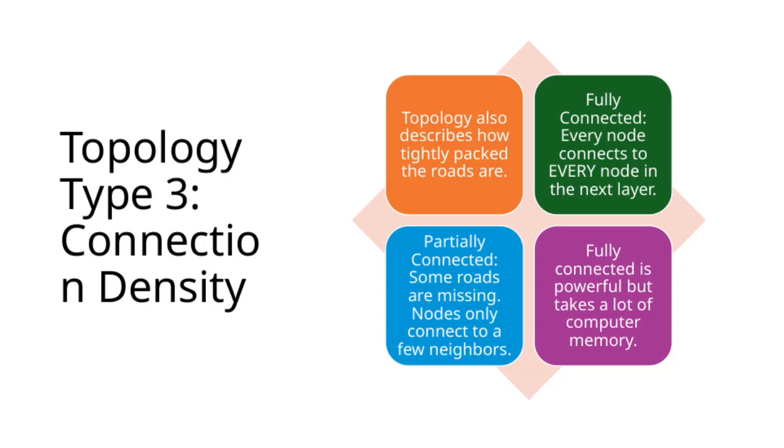Now, let's take a closer look at topology type 3, connection density. This concept is all about how densely connected the nodes are within a network. Essentially, it measures how many connections exist compared to the maximum possible number of connections. A higher connection density indicates a more interconnected network, which can improve communication efficiency and robustness. Conversely, lower density might mean a simpler, more cost-effective setup, but potentially at the expense of resilience.